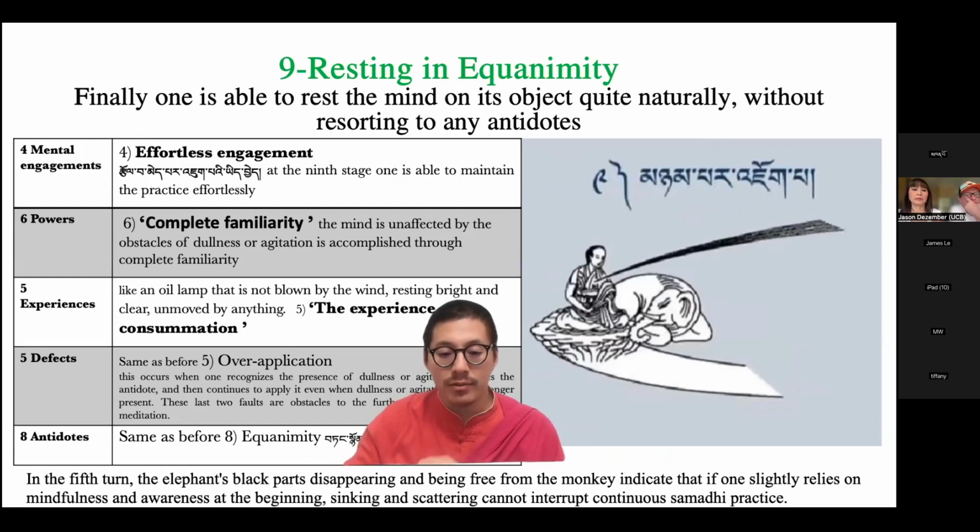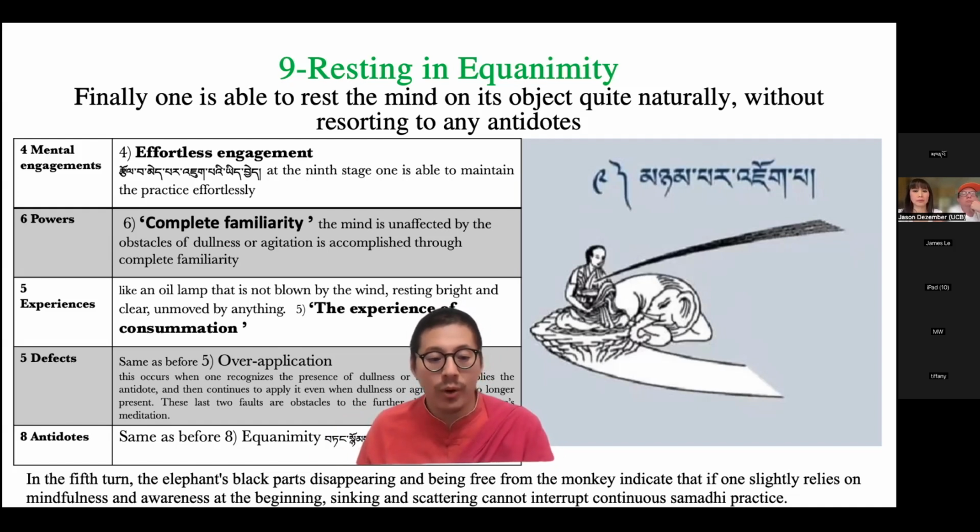And then the ninth one is resting in equanimity. So finally, one is able to rest the mind on its focal object without effort, quite naturally, spontaneously. So you don't even have to apply any antidotes here. And among the four mental engagements, this is considered effortless engagement. So this ninth stage is able to maintain our practice of shamatha effortlessly, and among the six powers, this is called complete familiarity. So you automatically get familiarized, because the mind is unaffected by the obstacles of dullness or agitation. That's why we accomplish this complete familiarity. Then among the five experiences, this is considered the experience of consummation, the ultimate.